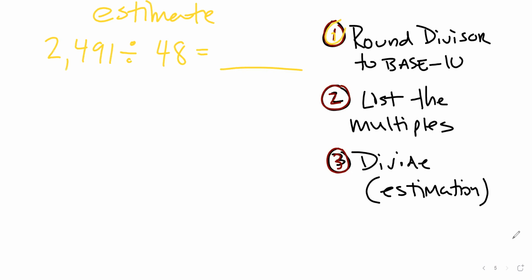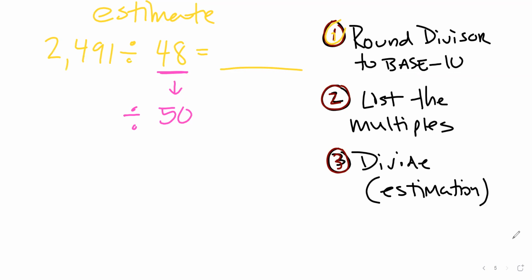So step 1, I'm actually going to round the divisor to base 10, and that's this number. So I'm going to round this to 50. And then I'm going to use that. Now, here's another way to think about it. I could, and watch, this is why I want you to really be thinking about multiples and division and base 10. This is why I'm always on everyone's case about learning and not just memorizing steps.